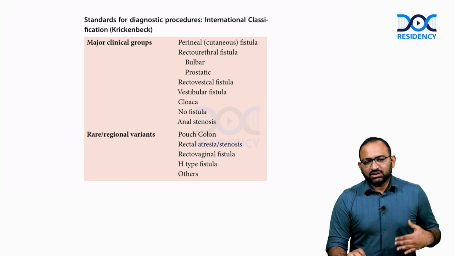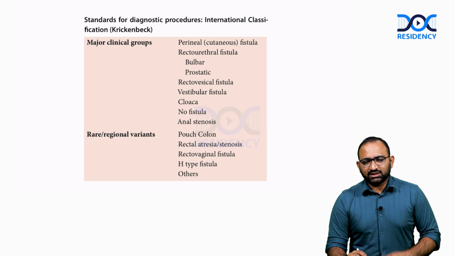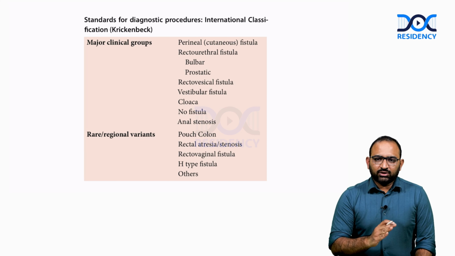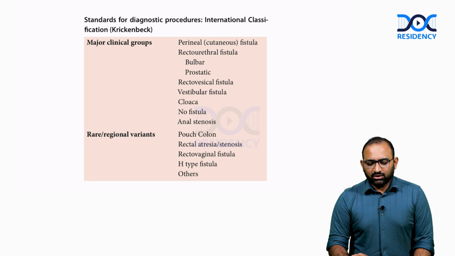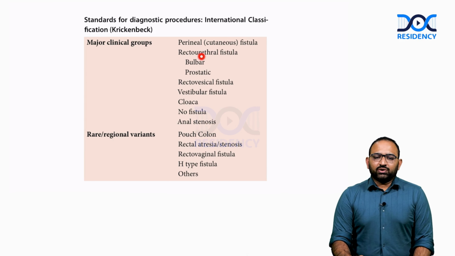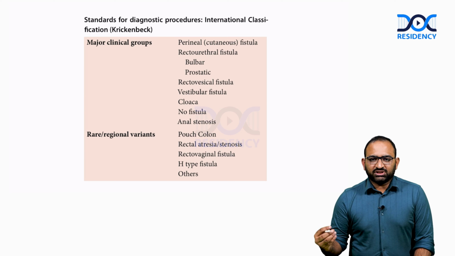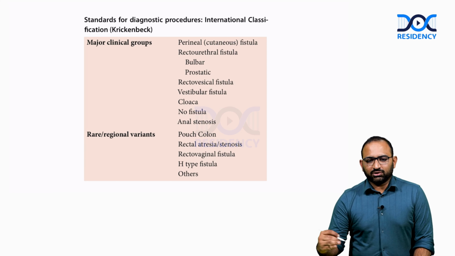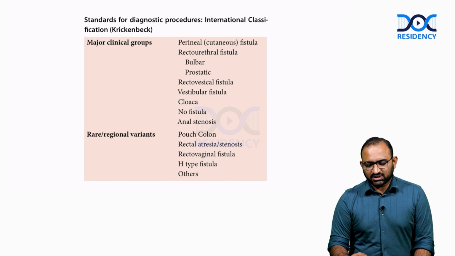Perineal or cutaneous fistula is common for both males and females. That is, a fistulous opening, not in the normal anal region, opens up into the perineum. Rectourethral fistula is where the rectum opens into the urethra through a small fistula. This is seen only in males, not in females. The types are bulbar urethra or prostatic urethra, so it opens up into either the bulbar urethra or the prostatic urethra. Based upon the location of the fistula, it is divided into bulbar and prostatic.